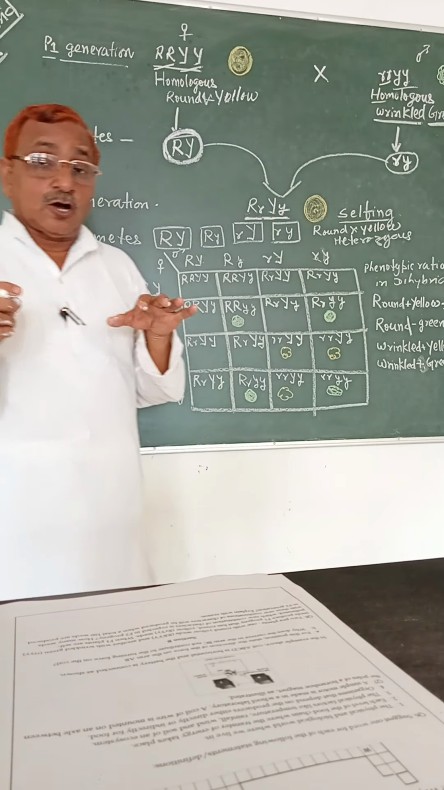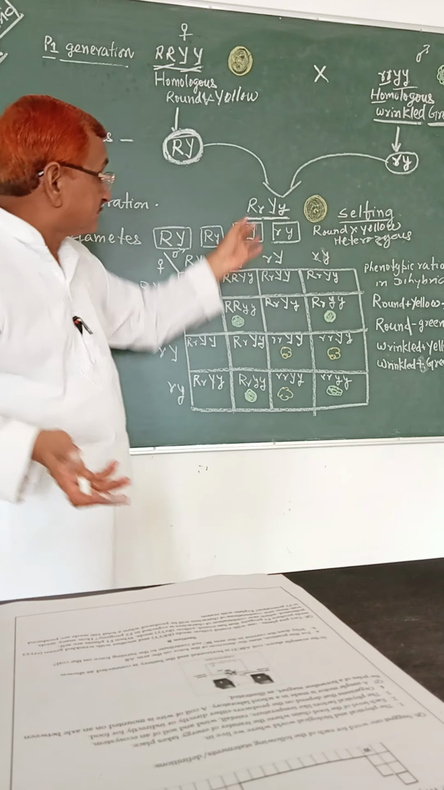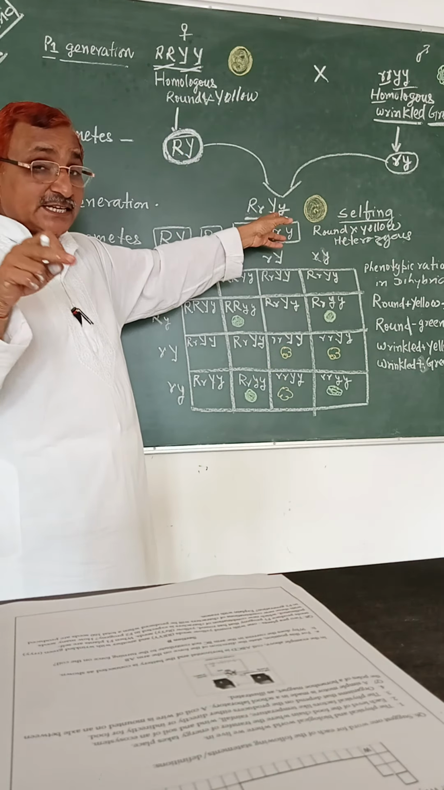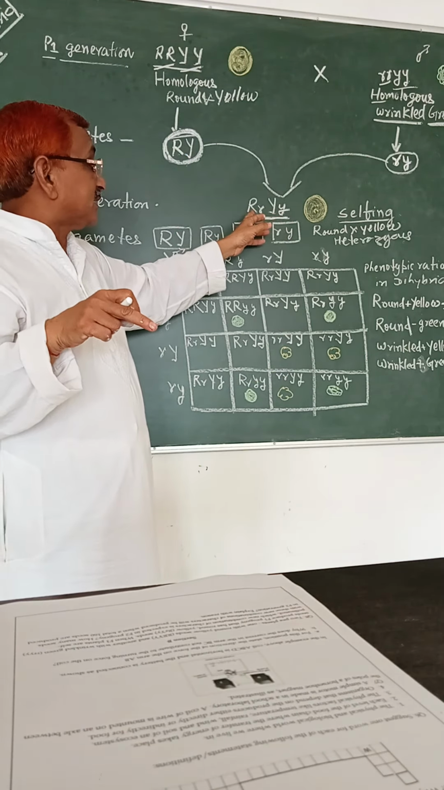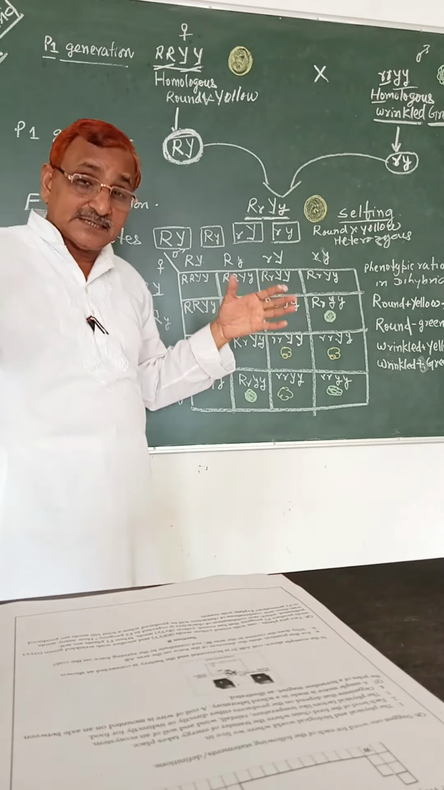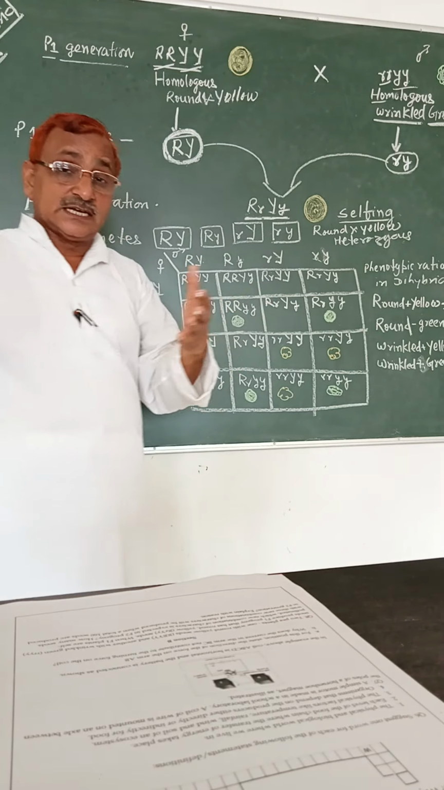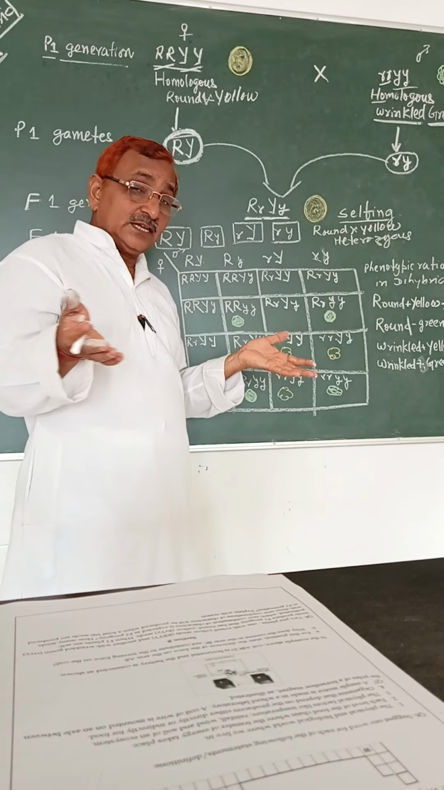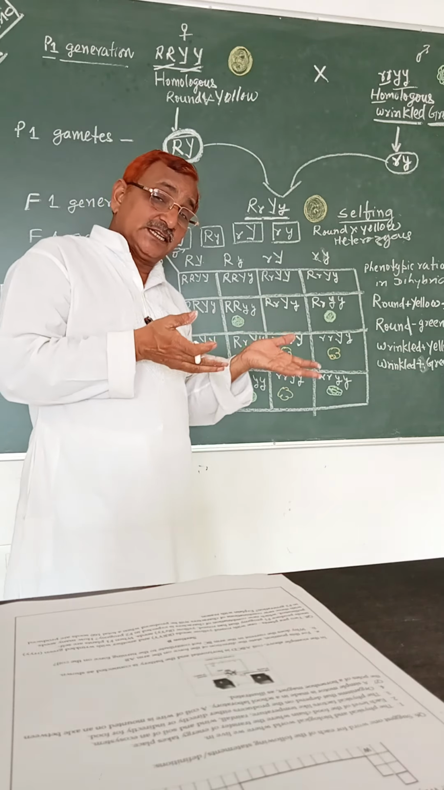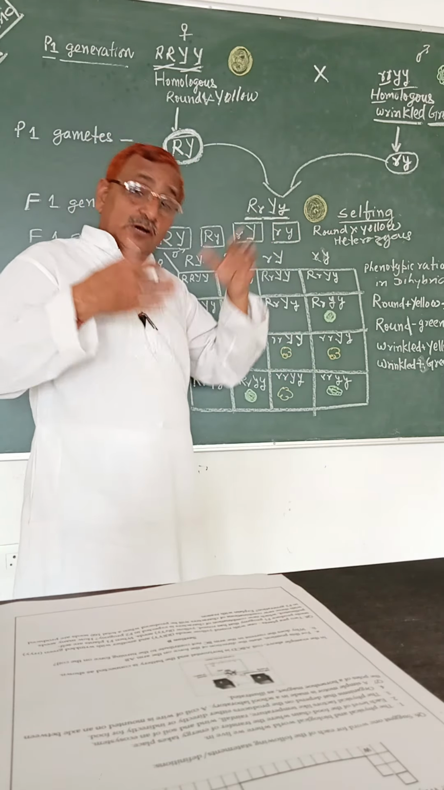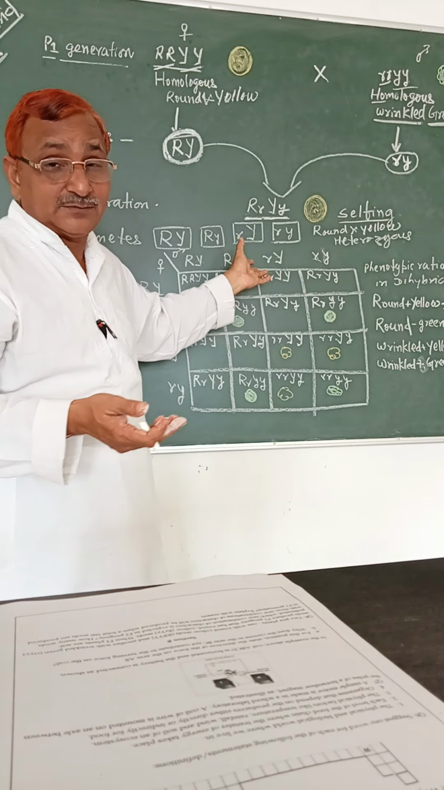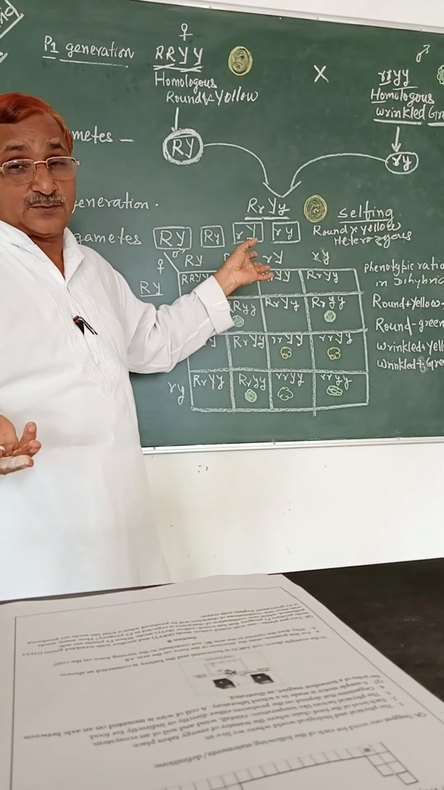When applying the law of dominance and law of segregation, here the law of segregation is applied: the capital R and small r segregate independently and go into the next generation. Law of independent assortment, law of segregation, law of dominance. All these three are applied here. You can derive all these three laws from Mendel.